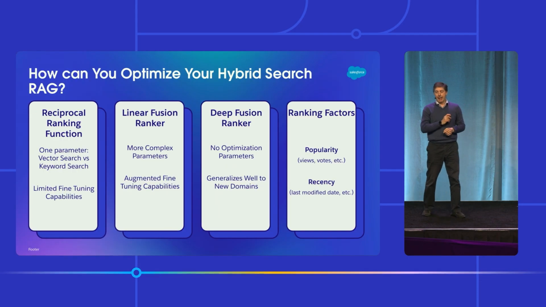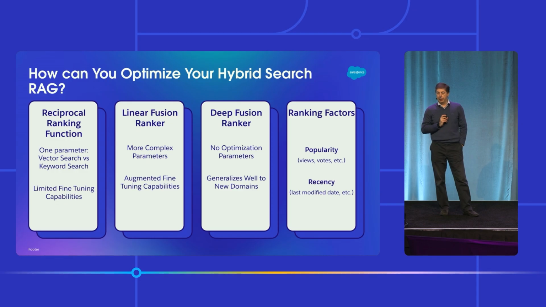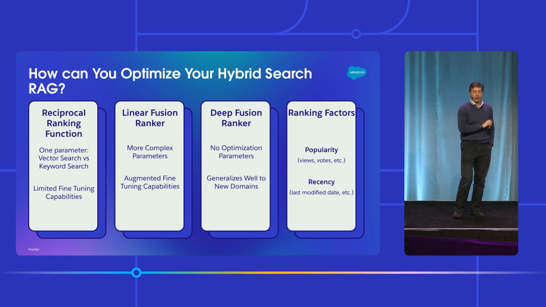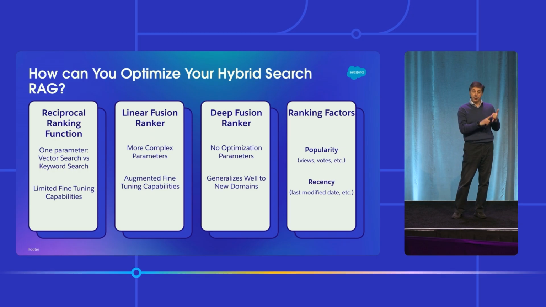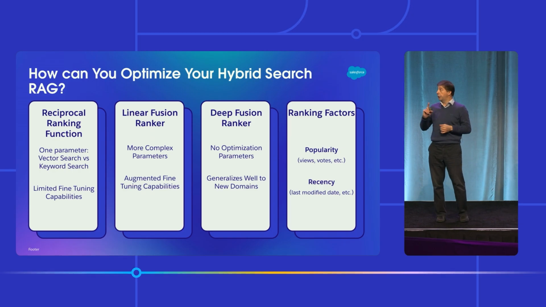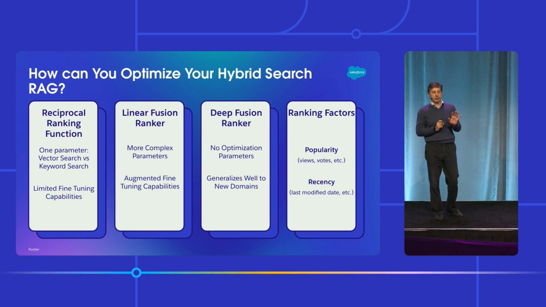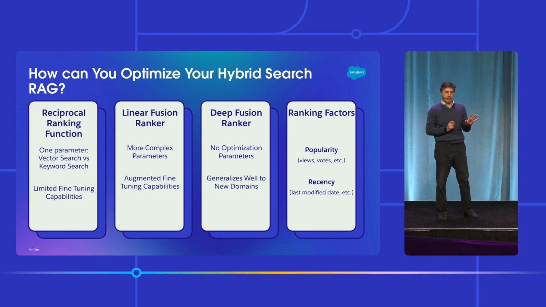So this slide is about how you optimize hybrid search. Anup and Franny already talked about it, but I'd like to give you a better overview of what we have. We have two main dimensions that you can use to optimize hybrid search. You have the ranking functions, and those first three boxes on the left are the possibilities that you have today: reciprocal ranking function, linear fusion ranker, and deep fusion ranker. But you also have the ranking factors. Let me start with the ranking functions. There are three possibilities available today that you can select.